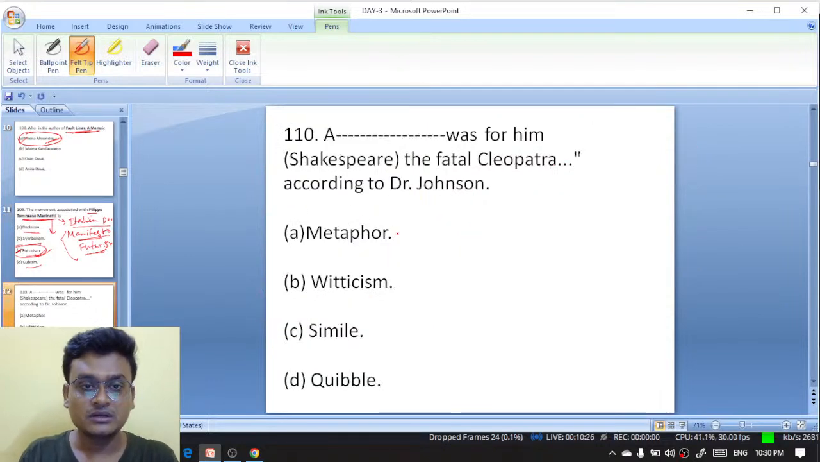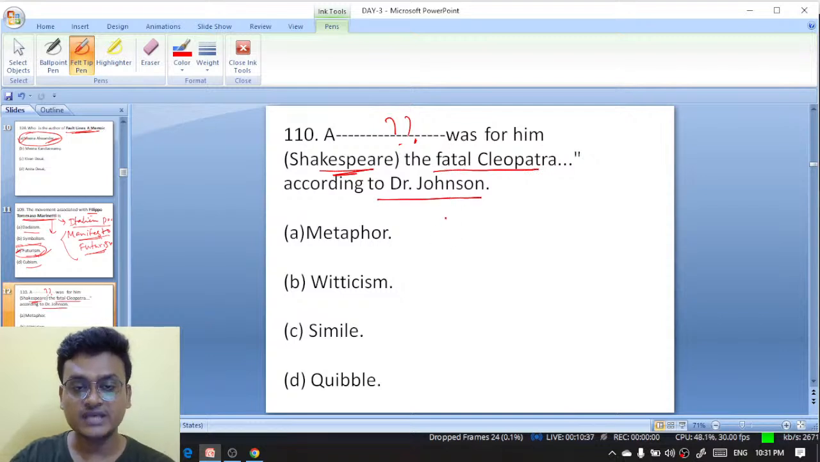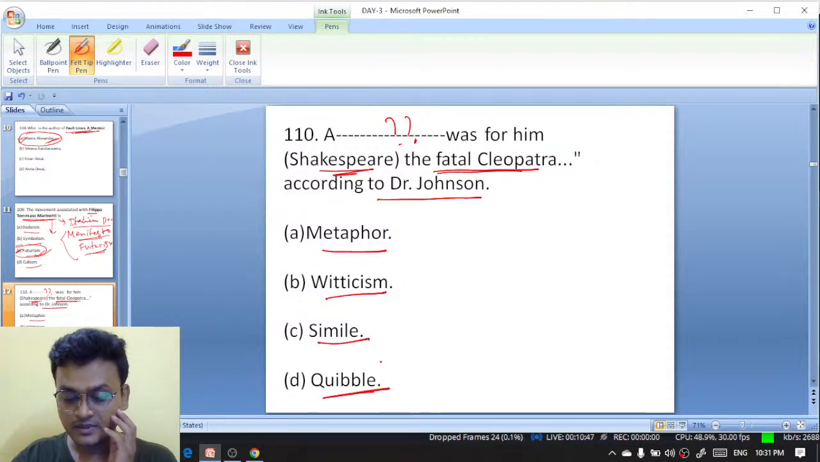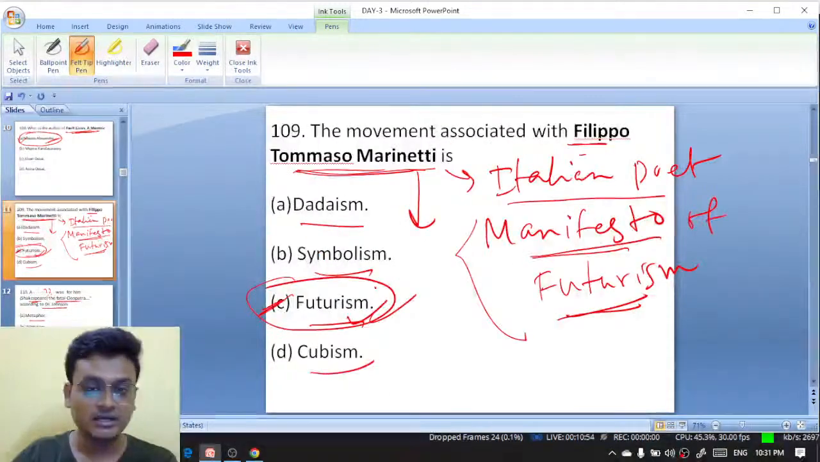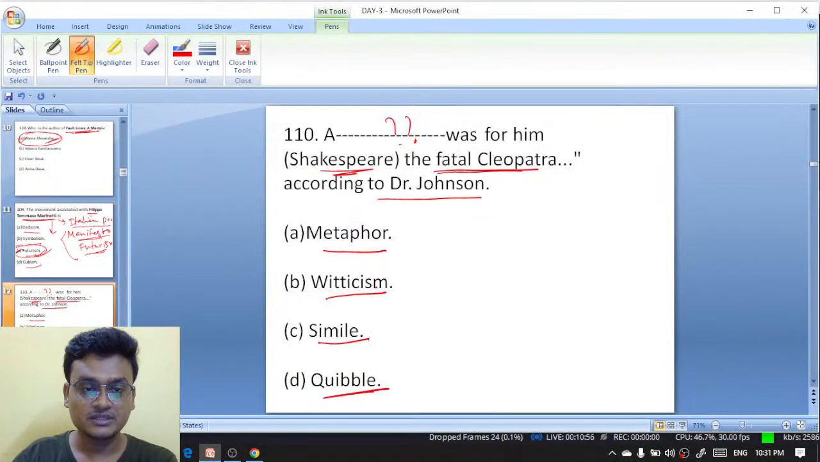Next question: Dash was for him, that is for Shakespeare, the fatal Cleopatra, according to Samuel Johnson. Metaphor, witticism, simile, or quibble. I had given that clue here, the Manifesto of Futurism, so C is the right answer.